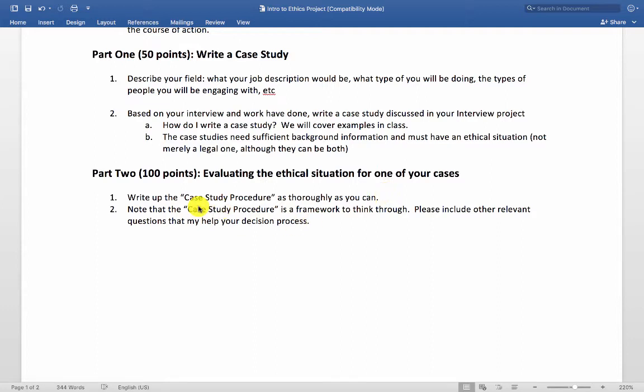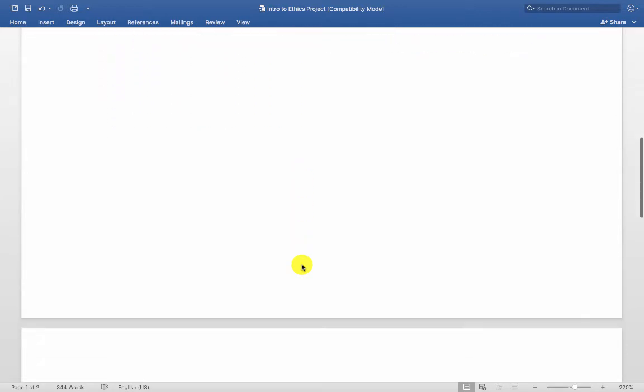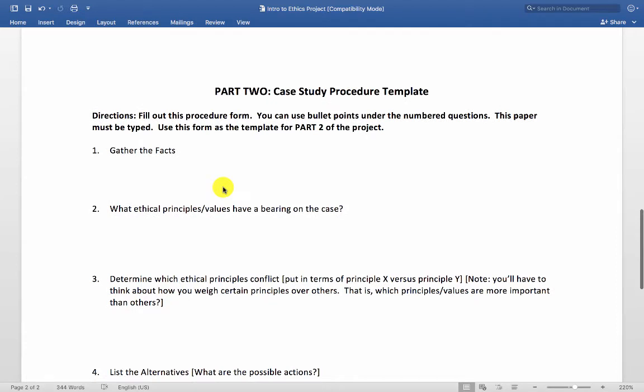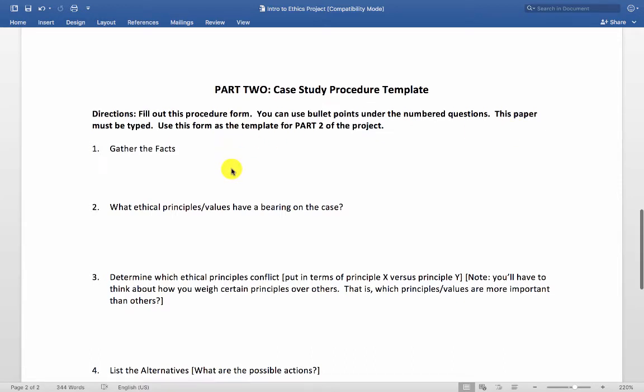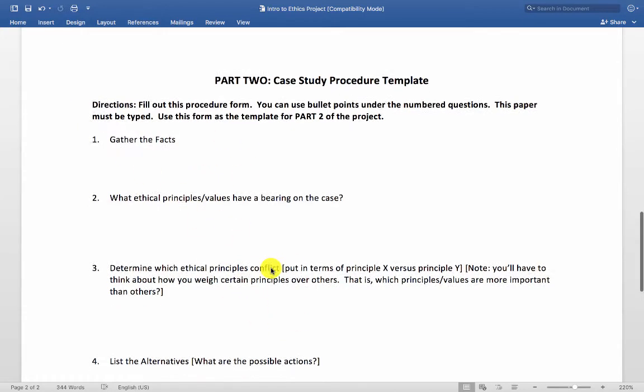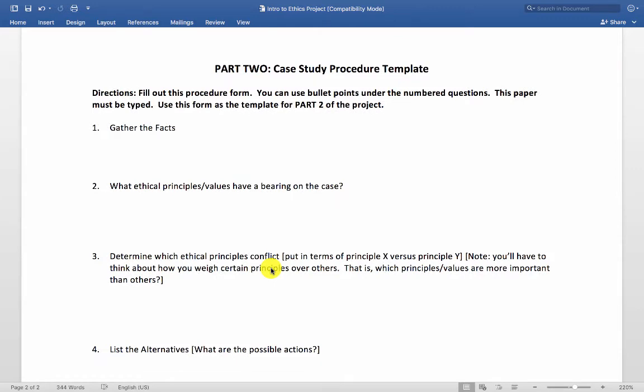So write up the case study procedure as thoroughly as you can. And you're thinking, what is the case study procedure? Well, I'm glad you asked, because here's the template. What I want you to do is fill it out, and this has to be typed. I've included this in Microsoft Word so that you can copy and paste these questions, and then you can start inputting things.